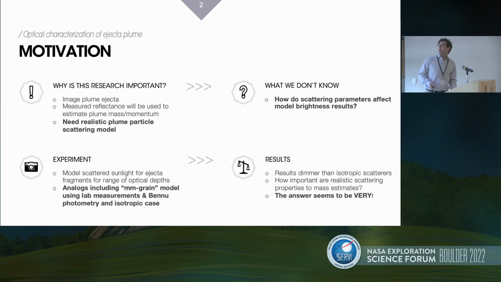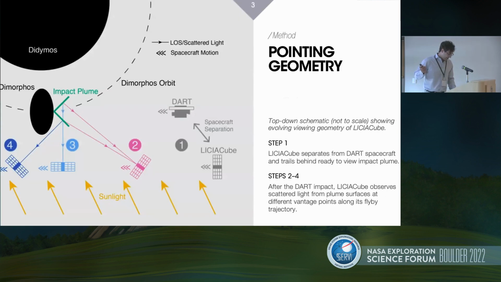So for our model, next slide please, we use the full encounter geometry of Cheng et al. 2020, but here we show a simplified view of the evolving viewing geometry, showing how the LICIACube line of sight varies with time. The spacecraft is moving from right to left. Step 1 shows the separation of LICIACube from DART before impact. After impact, we model the scattered sunlight using the colored lines of sight in steps 2 to 4, seeing the plume from in front in step 2, from the side in step 3, and from behind in step 4.